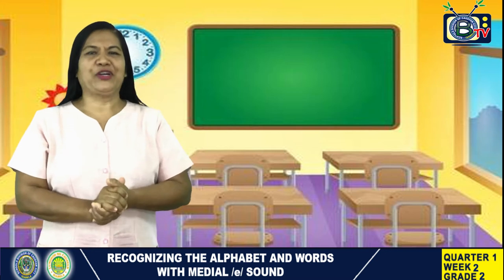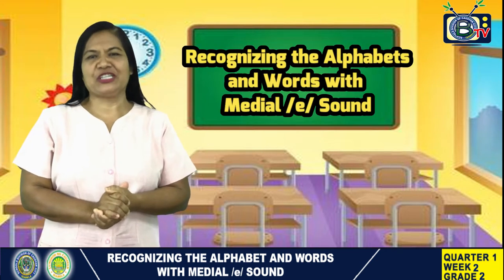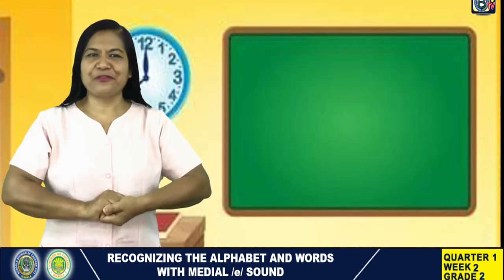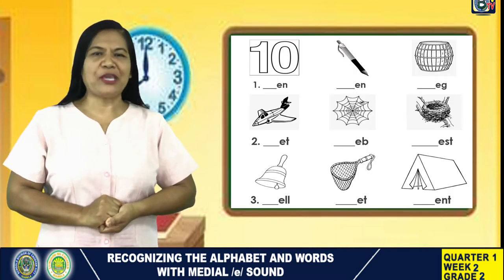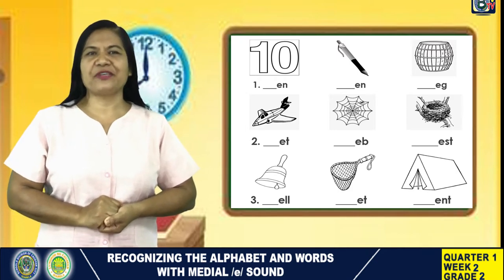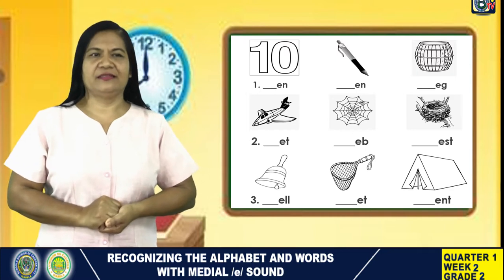Alright children, we are going to learn about recognizing the alphabets and words with middle E. To start with our lesson, let us write first the beginning or initial letter of each word on a sheet of paper or on your modules. See page 4 for this activity. I'll give you 3 minutes to accomplish this activity.